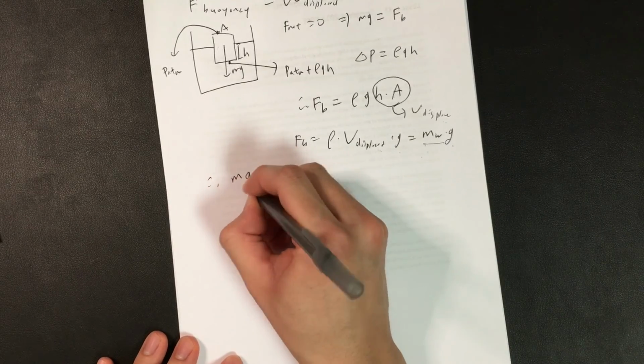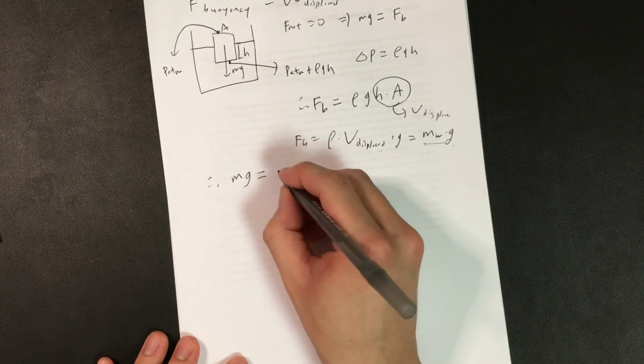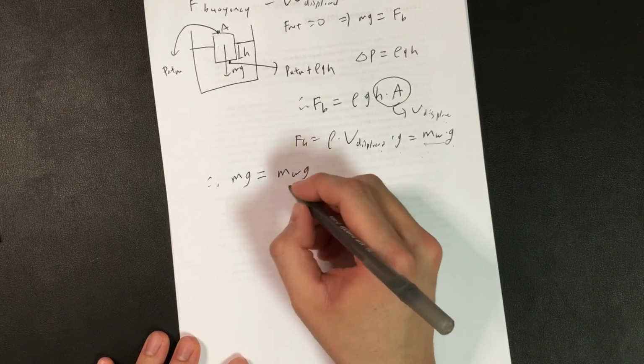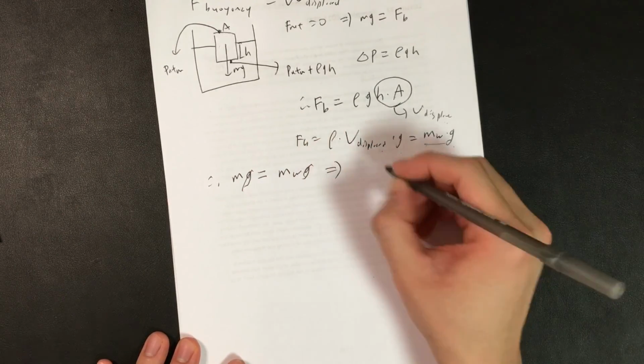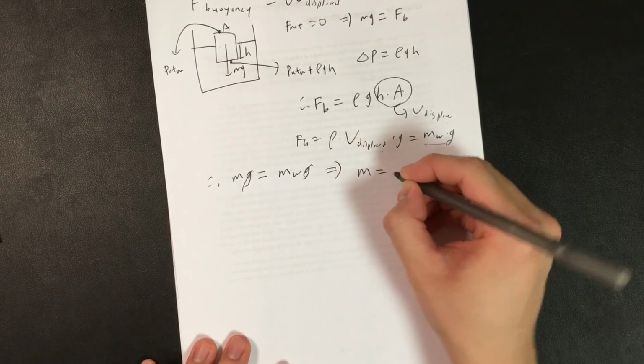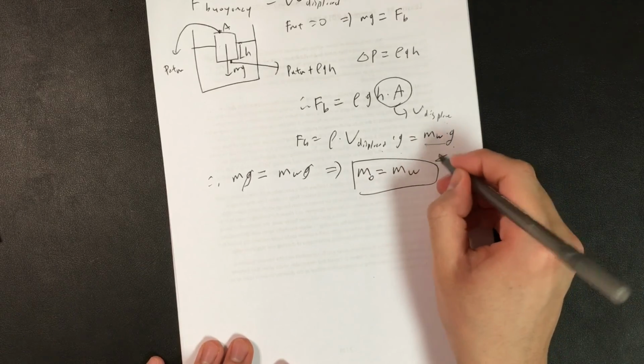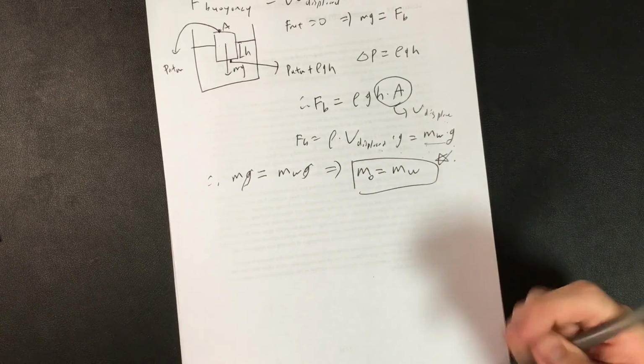Therefore, the mass of the object times gravitational acceleration must equal the mass of the displaced water times gravitational acceleration. And canceling off these terms, the mass of the object must equal the mass of the displaced water, which is a consequence of Archimedes' principle.